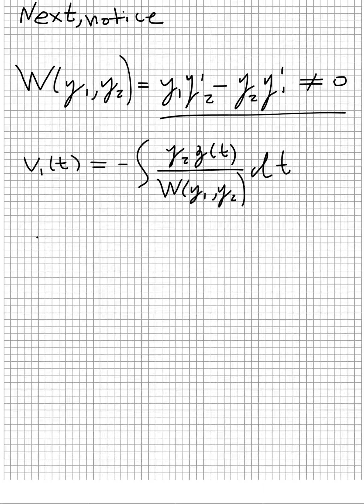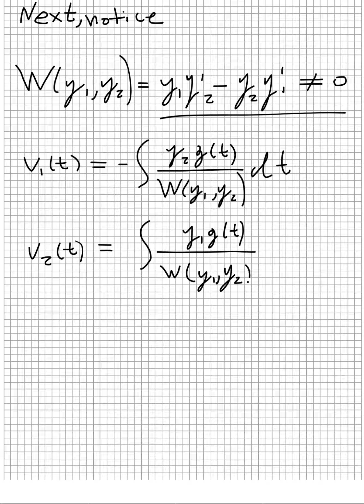Okay, and for u2, for equation 9, this will be the integral, it's positive, and this will be y1 times g of t divided by, you guessed it, the Wronskian of y1, y2 dt. Okay? So provided we can do these two integrals right here, and this is a big if, a particular solution to the differential equation is given by the following. Okay, and this will conclude our third video.